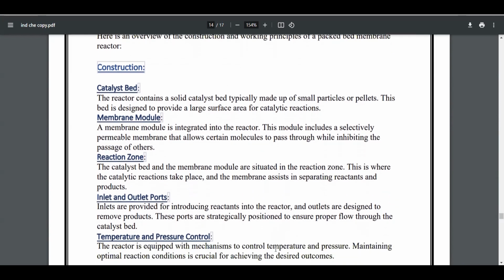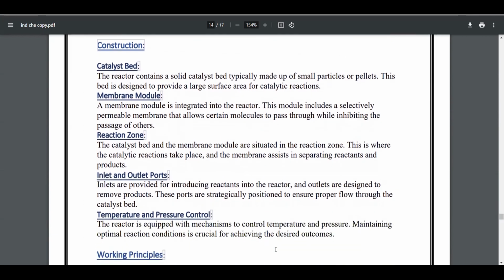And here is an overview of the construction and the working principles of the packed bed membrane reactor. Talking about its construction, it consists of a catalyst bed, and the reactor contains a catalyst bed that is typically solid, made of small particles or pellets. This bed is designed to provide a large surface area for the catalytic reactions. It also consists of a membrane module, and the membrane module is integrated into the reactor. This module includes a selectively permeable membrane, and that membrane will allow certain molecules to pass through while inhibiting the passage of others.